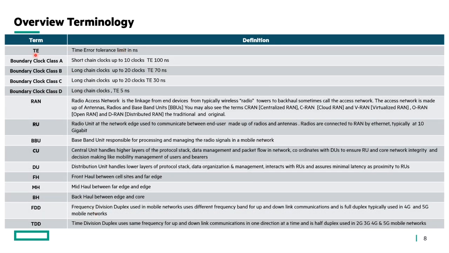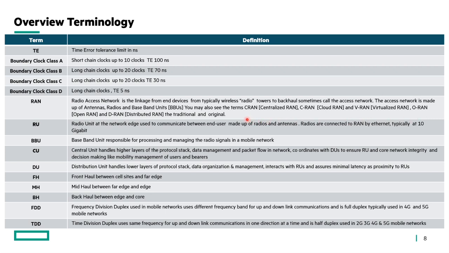Continuing the terminology, some important things we need to be aware of: TE, which is the time error tolerance limit, typically in nanoseconds. Then we refer to different classes of boundary clock: A, B, C, and D. We'll be looking at achieving class C boundary clock level in this presentation with what we're supporting today, which allows long chains of clocks, up to 20 clocks, and provides a TE of 30 nanoseconds or less. Then we have some information about setups, typically in a RAN, or radio access network, and some of the details here.